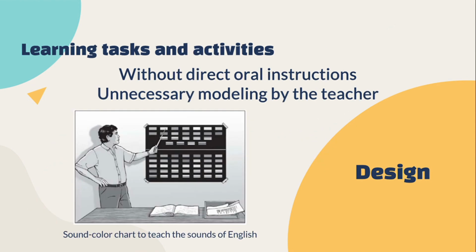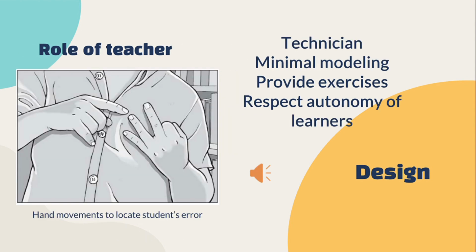Learning tasks and activities in the Silent Way are to encourage and shape students' oral response without direct oral instructions and unnecessary modeling by the teacher. So the teacher doesn't use his or her voice. Instead of that, he or she uses another alternative to teach. For example, here we have a teacher with a sound color chart to teach the sounds of English. By teaching, it means the presentation of an item once, typically using nonverbal clues to get across meaning.